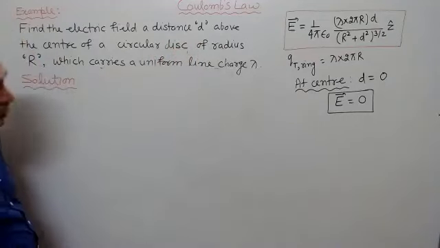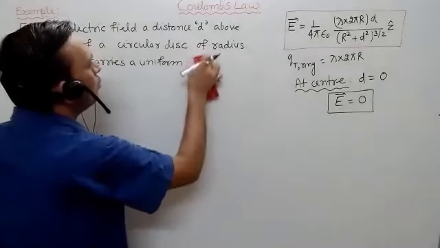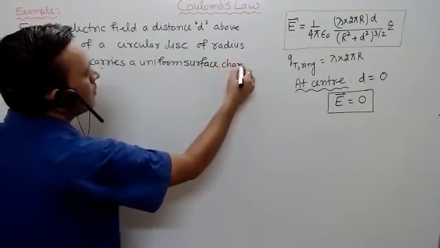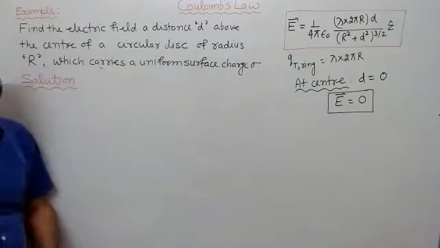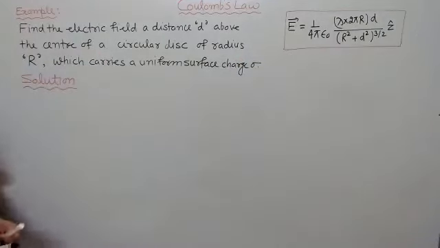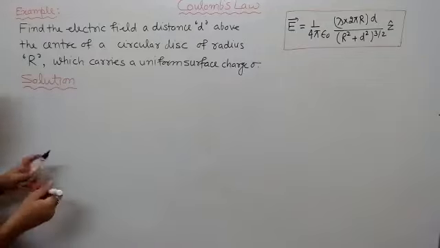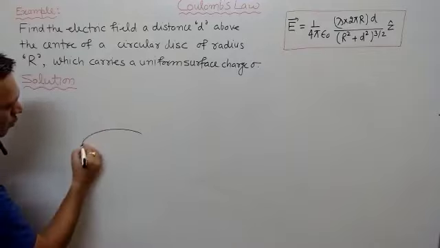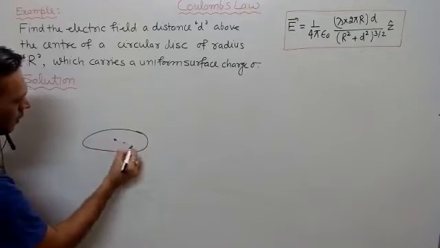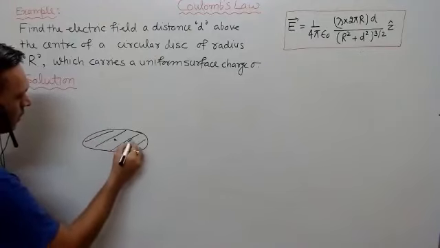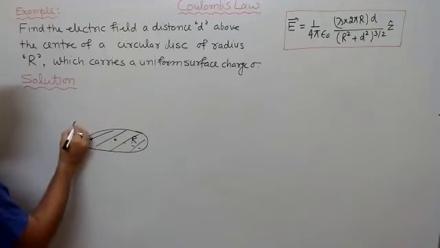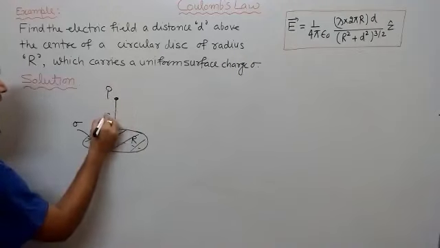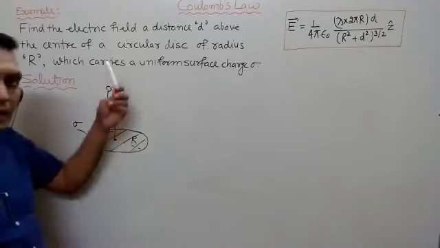of radius capital R, which carries uniform surface charge sigma. Now you have uniform surface charge sigma. So let us see its solution. Now consider a disk of radius R, and its charge per unit area is given. What will be the electric field at point P, that is d distance above the circular disk?